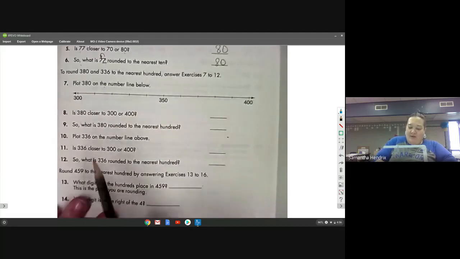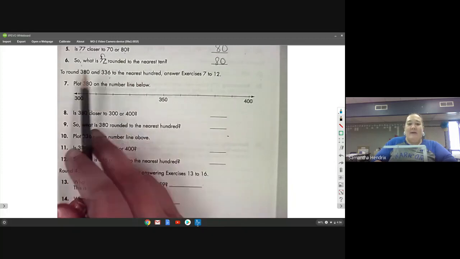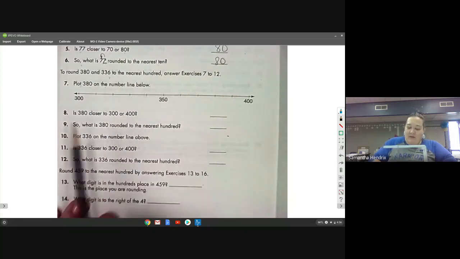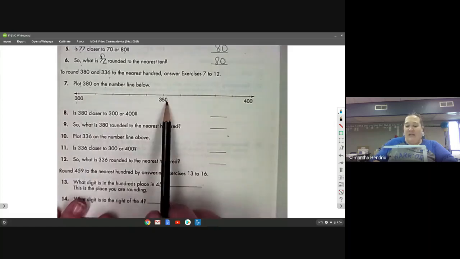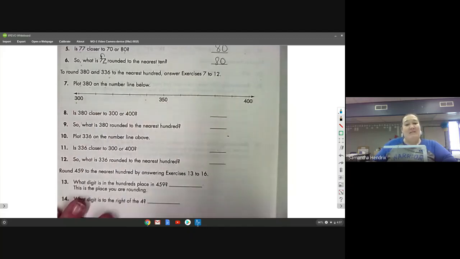Plot 380 and 336 to the nearest 100, rounded to the nearest 100. So this says plot 380 on the number line. So we have 300, 350, and 400. So that means each one of these is 10. It's going up in increments of 10. So I'm going to fill this in.